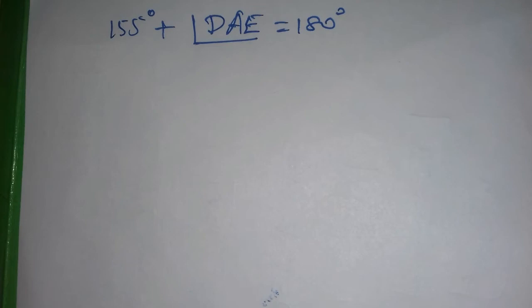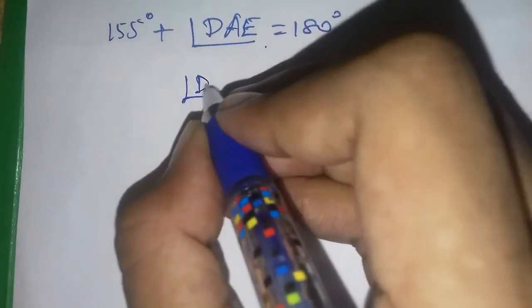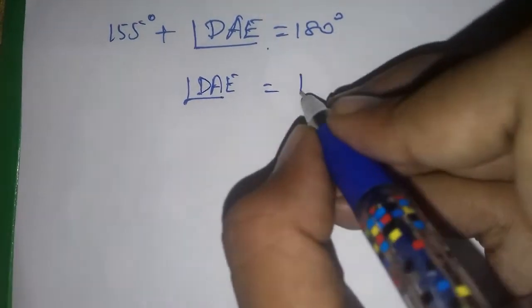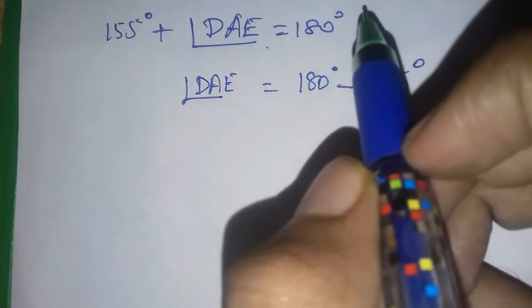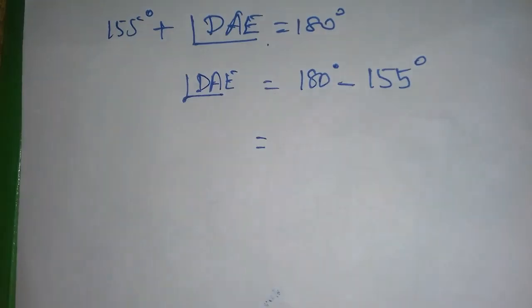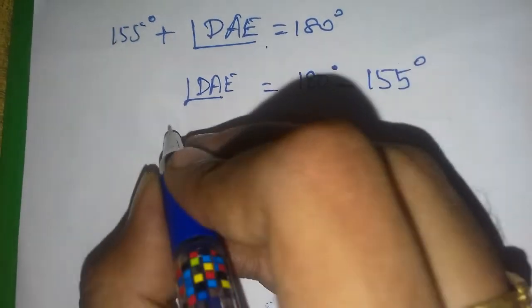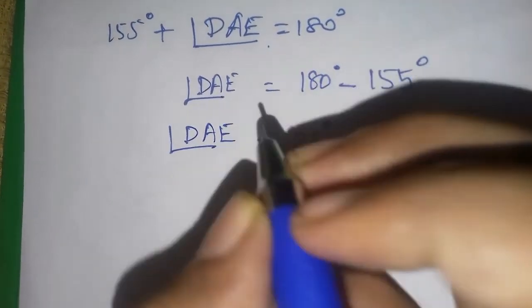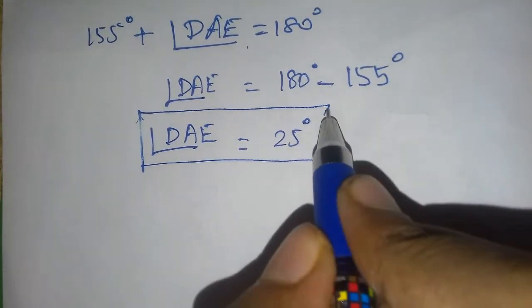Can you understand this? What we have? 155 degrees plus angle DAE is equal to 180 degrees. Now what will you do? Angle DAE is equal to 180 degrees minus 155 degrees. This 155 degrees goes there as minus 155 degrees. Then next step, you will subtract both the things. You will get the answer as 25 degrees. That is angle DAE is 25 degrees. Now we found all the three angles. Can you understand this problem?